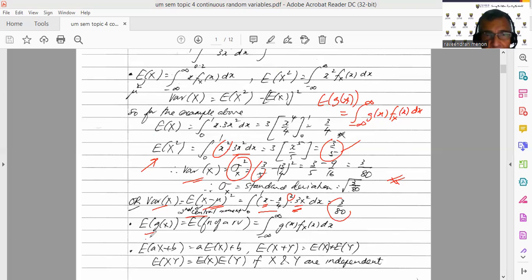I've written the expected value of g(x) here, just as a quick review. And some formulas that come to mind: the expected value of ax plus b will be what? The linearity principle. It'll be a times the expected value of x plus b. Expected value of x plus y will be expected value of x plus expected value of y. We've seen this before. And if x and y are independent, then the expected value of x times y will be the expected value of x times the expected value of y.